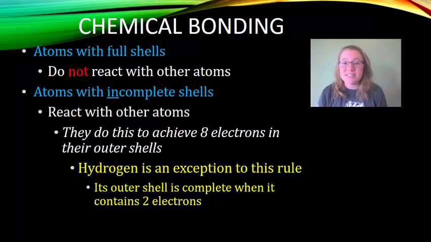Now, hydrogen is the exception to this. Hydrogen is totally happy when it has 2 valence electrons, but that's really the only type of atom that is happy like that. Everything else really wants to have 8.